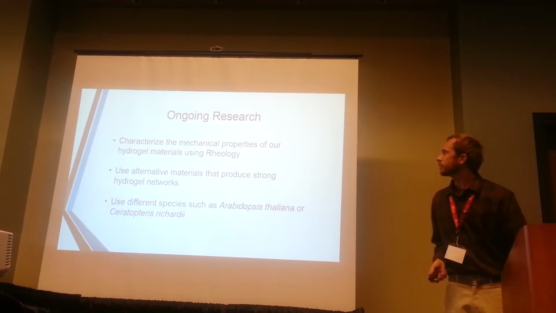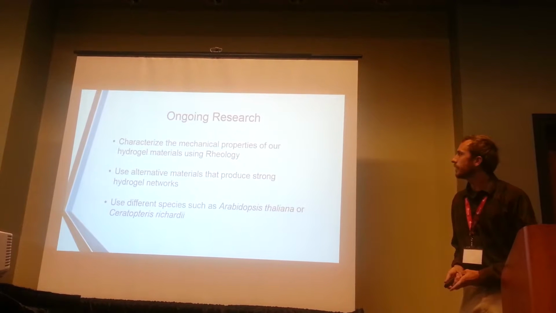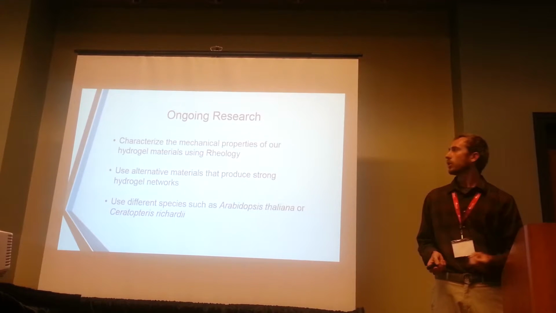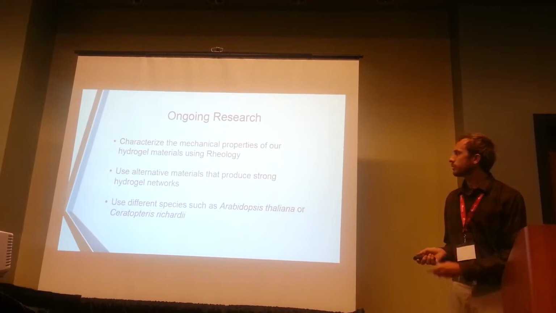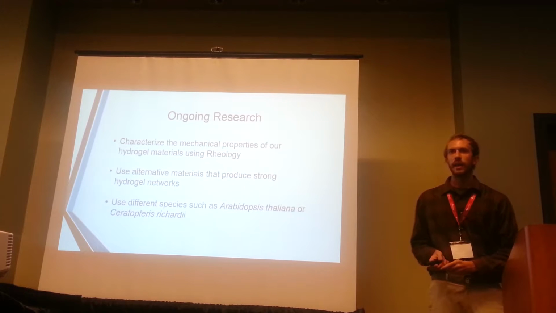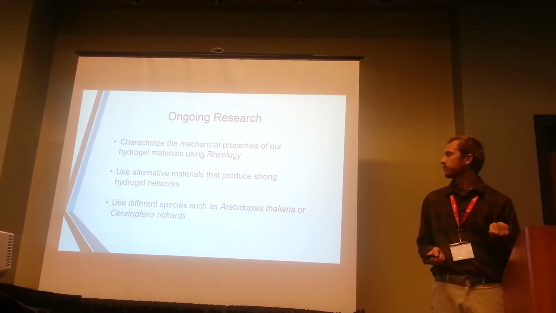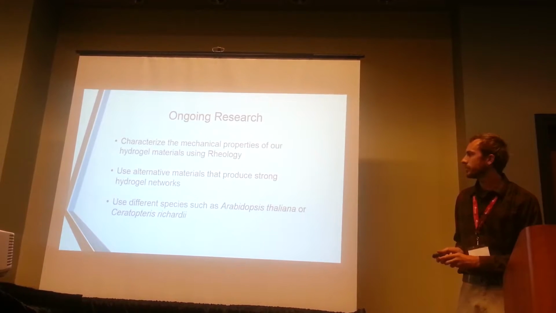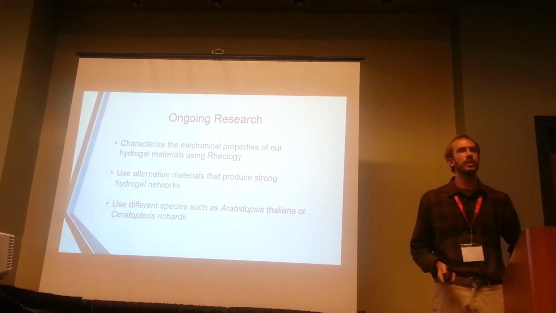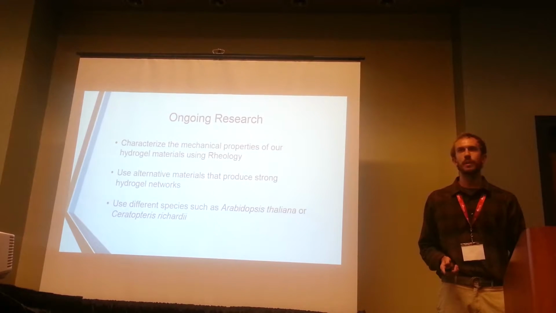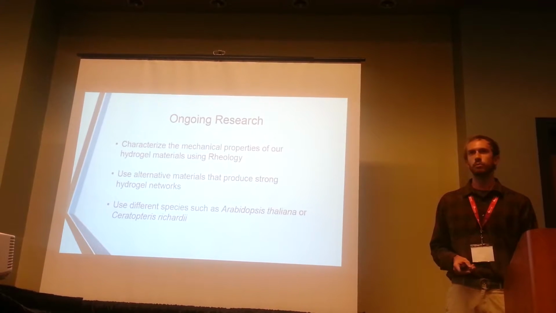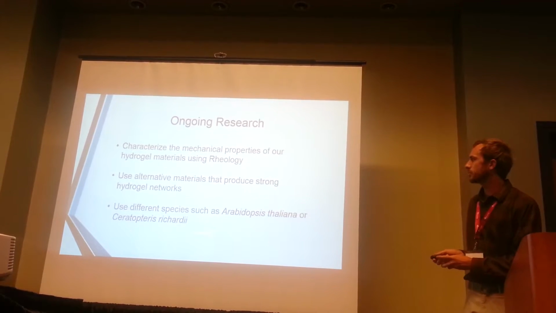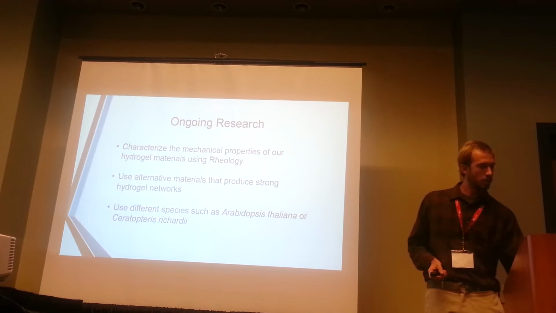So the ongoing research that we have to expand upon this is first to characterize the mechanical properties of our hydrogel materials using rheology. We also want to explore alternative materials and attempt to produce strong hydrogel matrices. And we're also looking to use different tissue. Everything that I just showed you is a suspension line of tobacco UI2 cells. They don't really develop beyond just dividing and dividing. And so some species with more developmental potential will be good to look into.